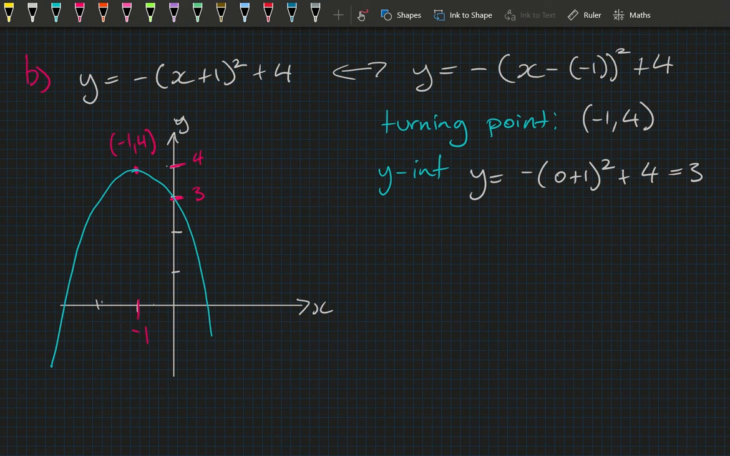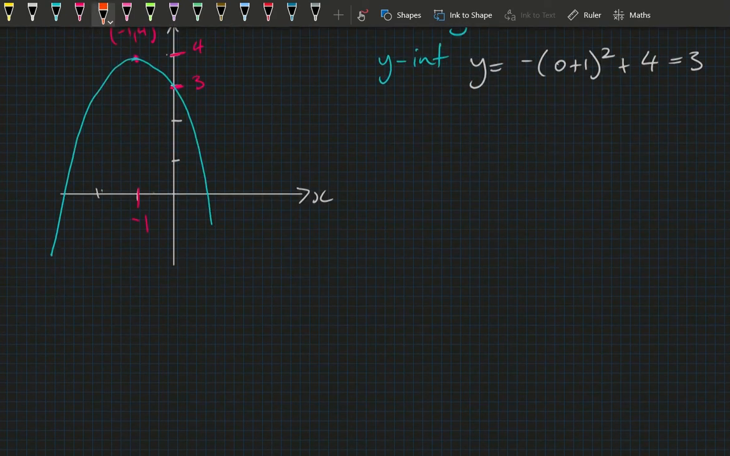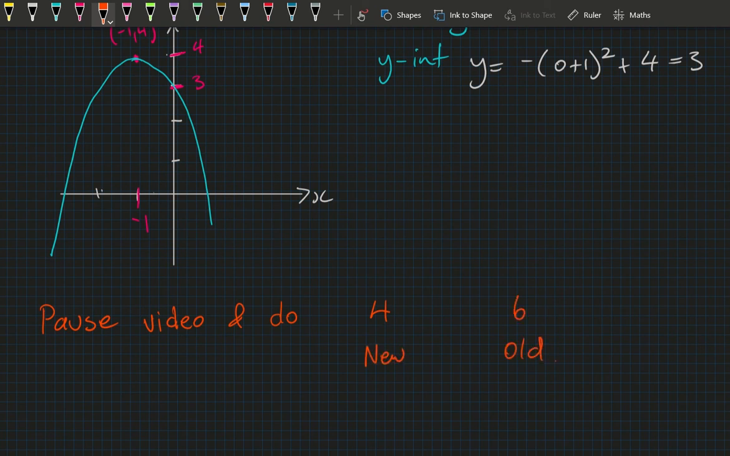So what you see here is a representation of y equals minus (x plus 1) squared plus 4. All right, I don't think that'll be too tricky for you guys. Might be a bit of fiddling around at first, but as long as you find those points, the only other difficulty you're going to find is how hard it is to draw a parabola correctly. Anyhow, pause that video now and do question 4 in the new book and question 6 in the old book. And then I'll see you in the next section.